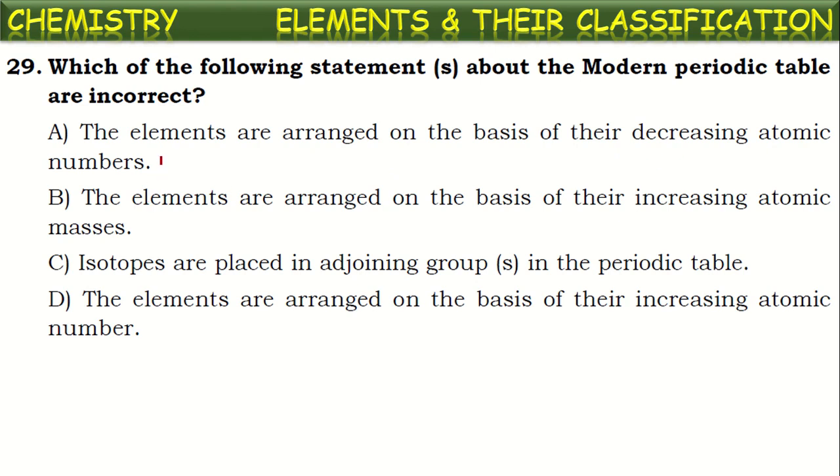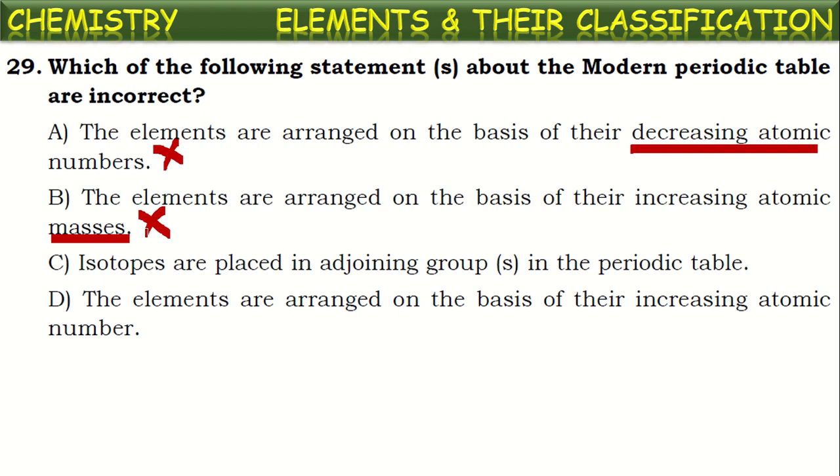Is it true? No. According to the modern periodic table, elements are arranged in the increasing order of their atomic numbers. But here they have given decreasing atomic numbers. It is an incorrect statement. The elements are arranged on the basis of their increasing atomic masses. Is it true? No. Because the modern periodic table has taken the atomic number as a basic property of elements, but not atomic mass. It is also incorrect.